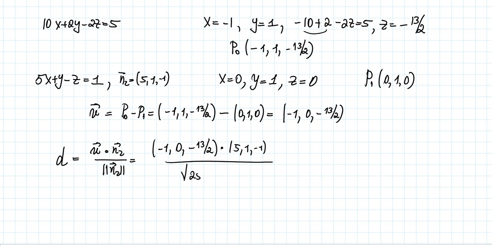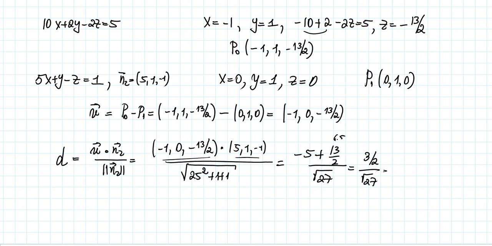This is going to be the square root of 25 plus 1 plus 1, right? So let us multiply this vector by this one. What do you get? Minus 5 plus 13 over 2. Do you remember 13 over 2 is 6.5? Divided by the square root of 27. So minus 5 plus 6.5 is 1.5, or 3 over 2, divided by the square root of 27. This is going to be 3 divided by 2 square root of 27. This is the same answer.